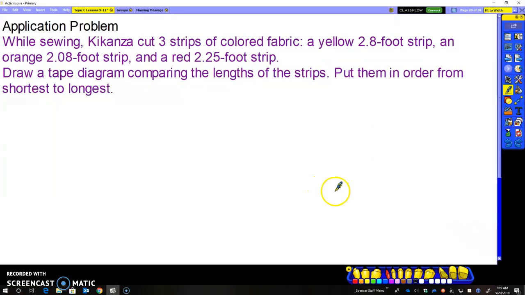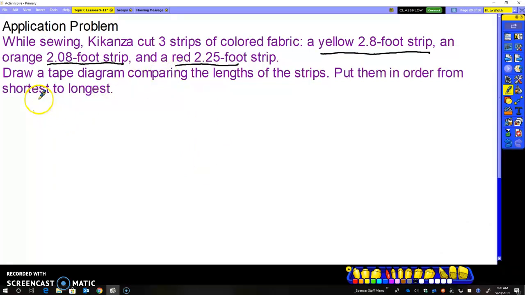Alright, application problem. While sewing, Kakanza cut 3 strips of colored fabric. A yellow strip that was 2.8 feet or 2 8/10 foot strip, an orange which was 2 8/100 foot strip, and a red strip that was 2 25/100 foot strip. Okay, it's asking us to draw a tape diagram comparing the lengths of the strips. Put them in order from shortest to longest. So this is what we were working on a little while ago.